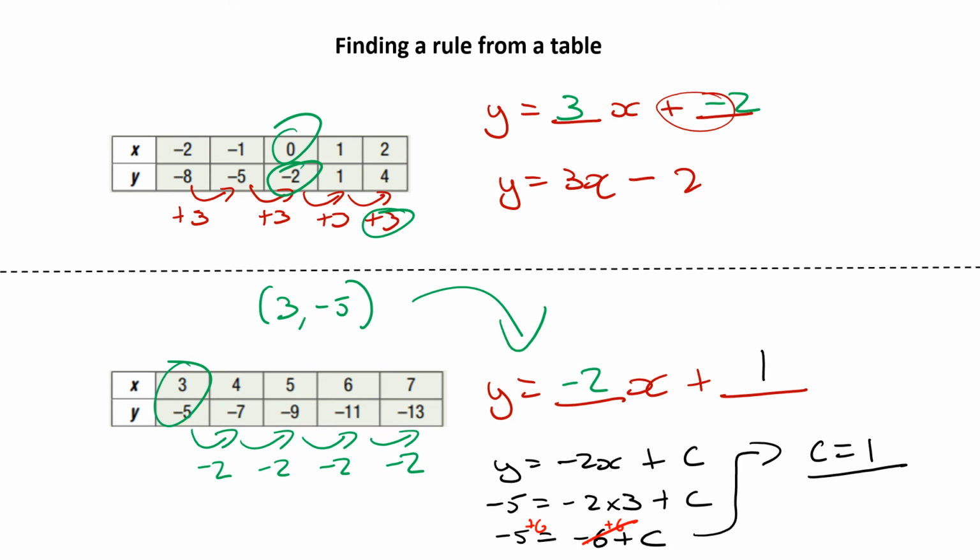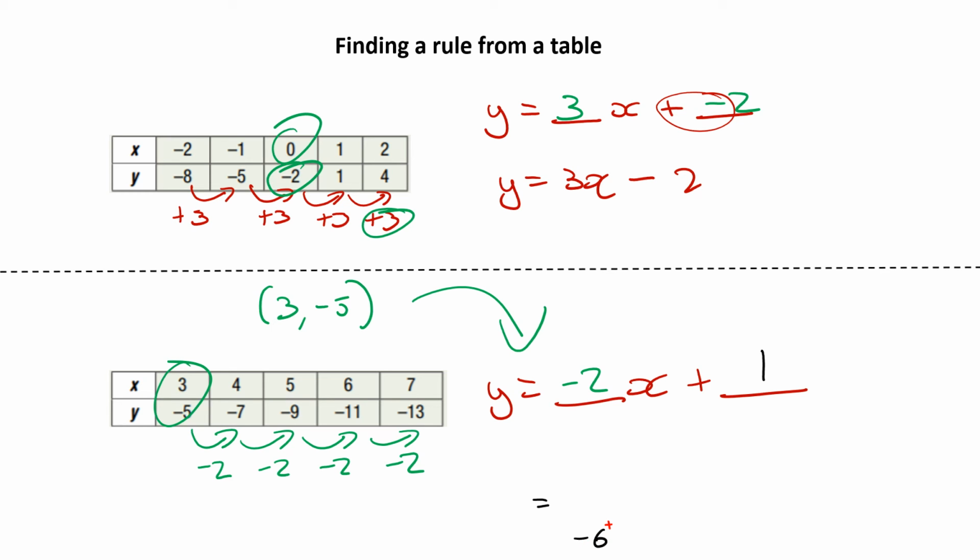So my final equation, let's rub that out quickly, just so I've got a bit more space to actually write it nice and clearly. Here would be y equals -2x plus 1. Okay?